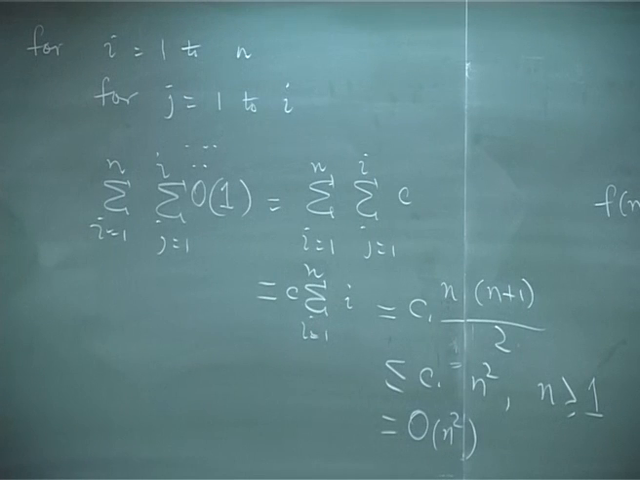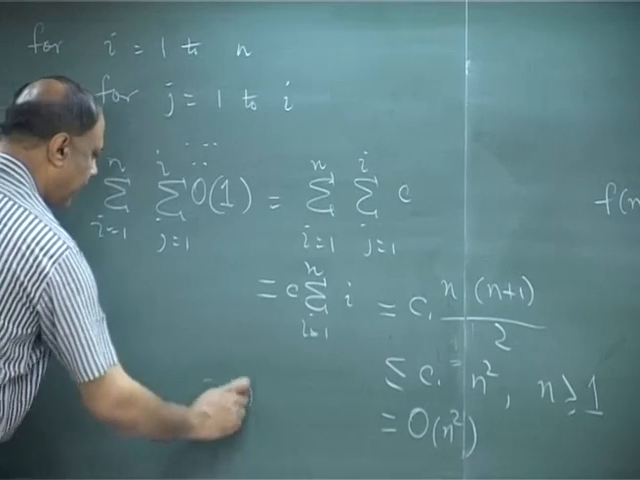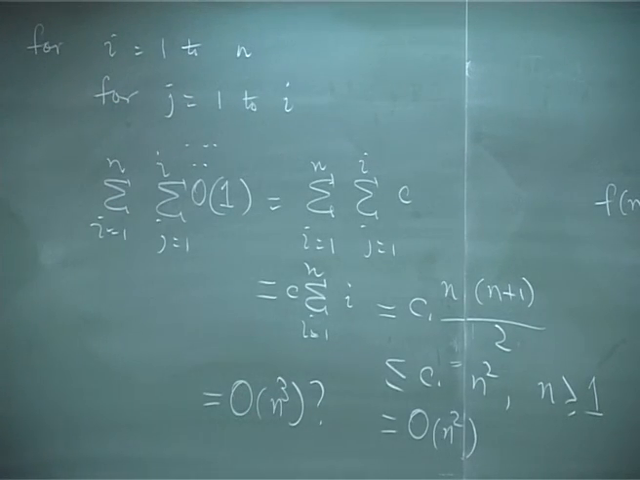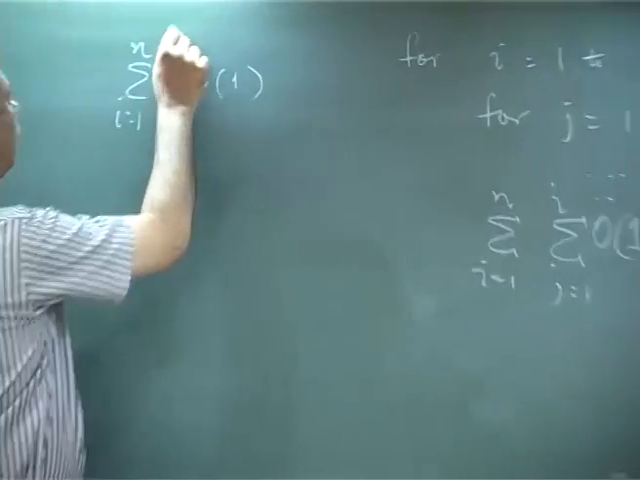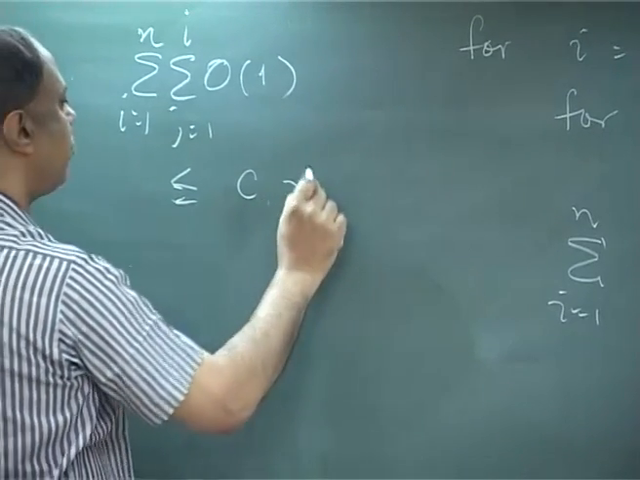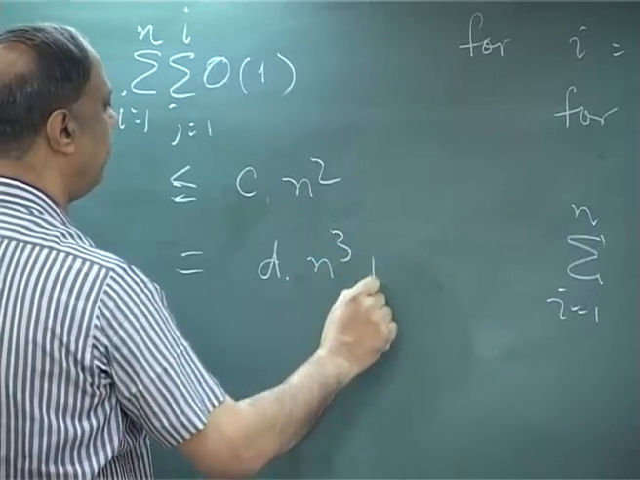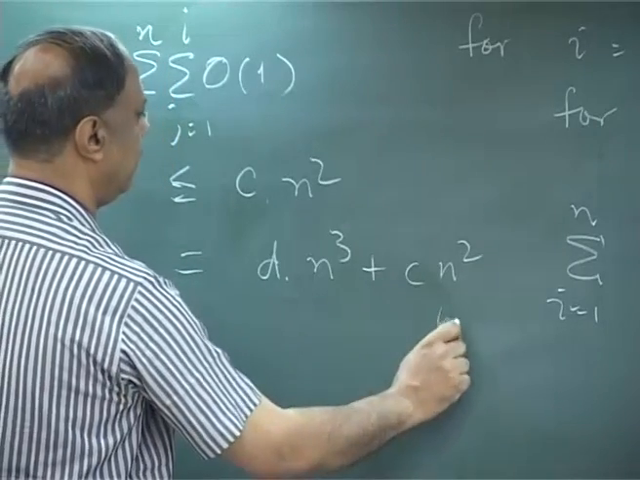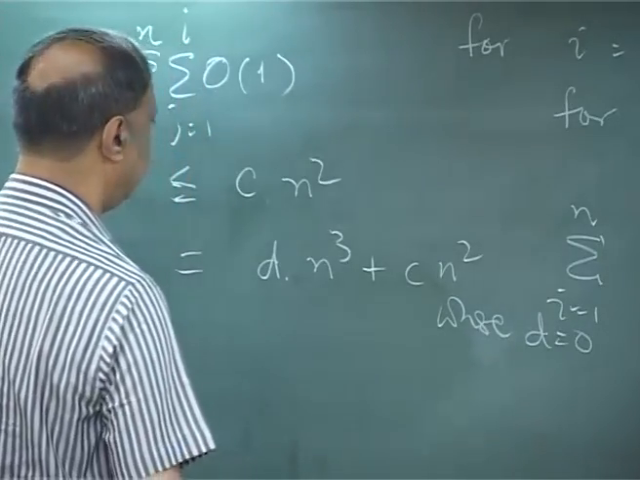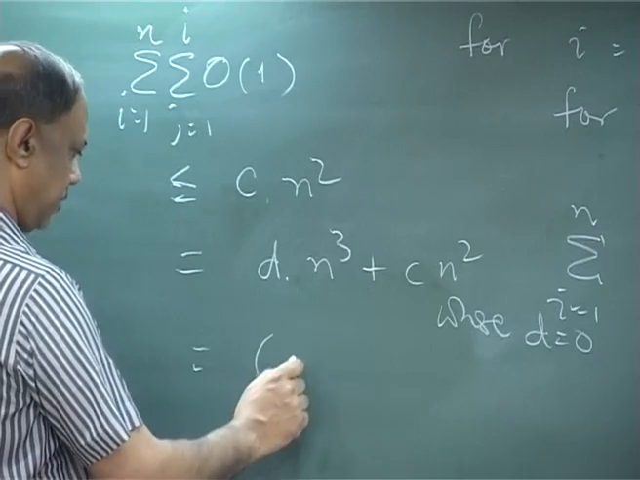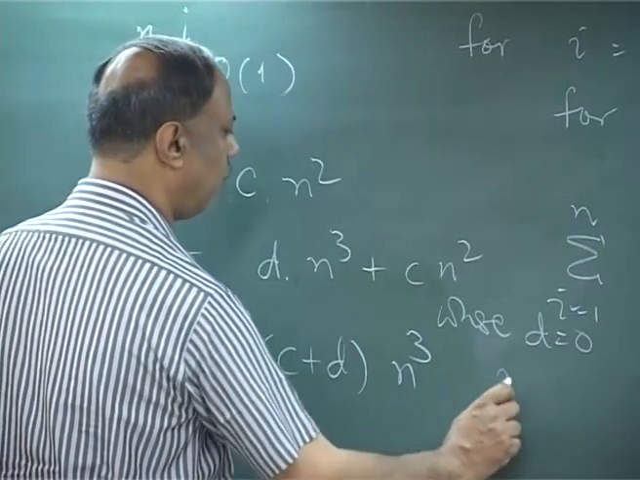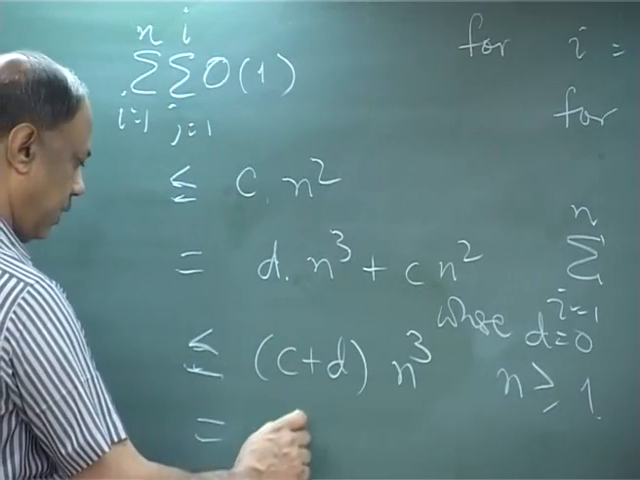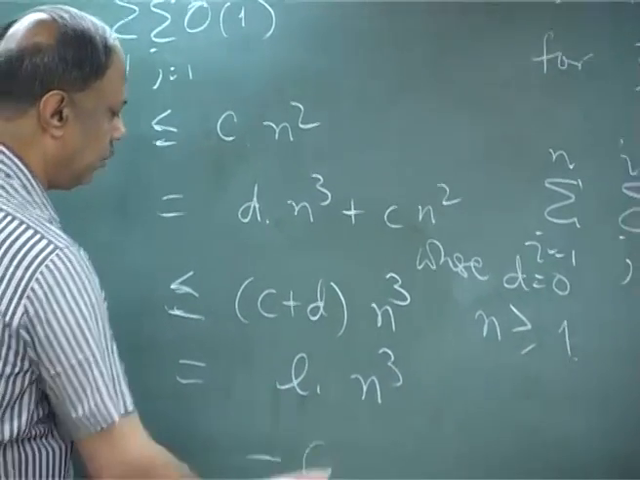So this I can write, this is order n square. Now can you tell me, instead of order n square, can I write order n cube? Yes, the answer is yes, you can write, because I can always write the summation i equals to 1 to n, j equals to 1 to i, this is less than equals to c into n square. This I can write d into n cube plus c into n square, where d is 0. Now, c plus d n cube is always true for n greater than equals to 1, and this is equals to e into n cube, where e is constant, so it is order n cube.